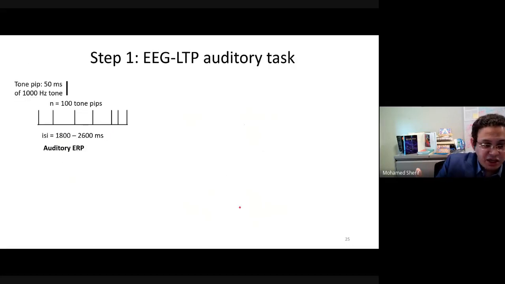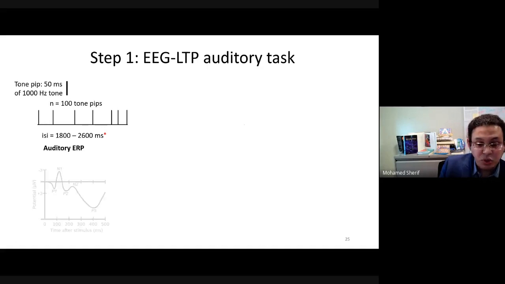So the first step is to get the EEG LTP signal, and the second step will be the modeling. For the first step, we start by recording the auditory ERP, or event-related potential. For that, patients would listen to 100 tone pips, and then we average the EEG response for each of these 100 tone pips. Whatever noise, or whatever is not time-locked to the tone pip, would get averaged out, and the time-locked activity will be augmented. And this is when we get what's considered a primary sensory ERP.